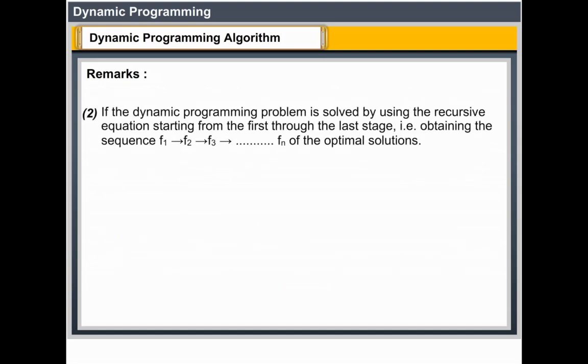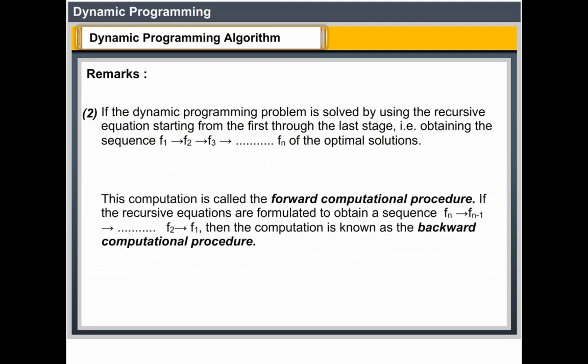Number 2. If the dynamic programming problem is solved by using the recursive equation starting from the first through the last stage, that is, obtaining the sequence f1, f2, f3, etc., fn of the optimal solutions, this computation is called the forward computational procedure. If the recursive equations are formulated to obtain a sequence fn, fn-1, etc., till f2, f1, then the computation is known as the backward computational procedure.